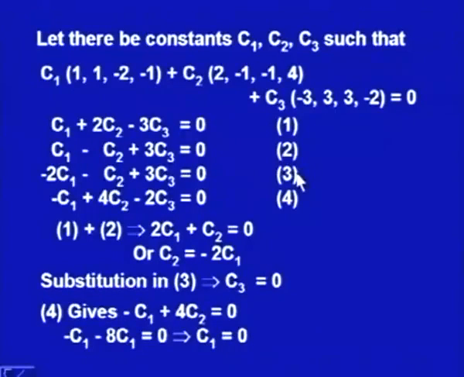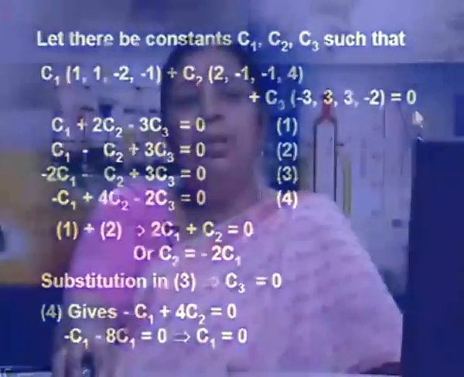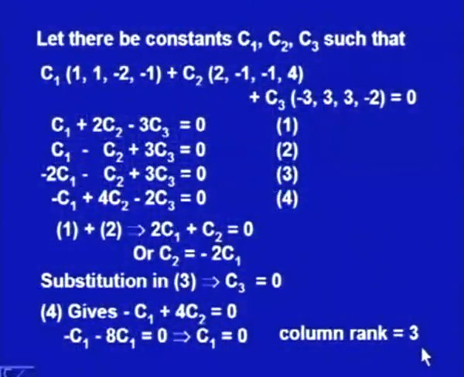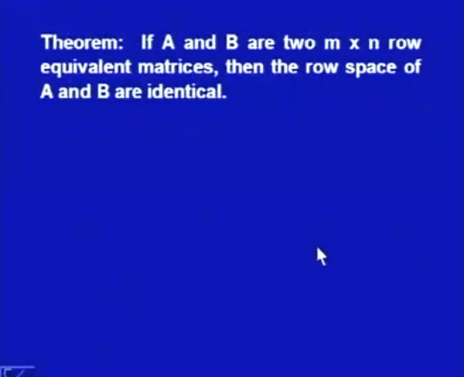So, what we have obtained is a linear combination equal to 0, and this is possible only when C1, C2 and C3 are 0, and that means these 3 vectors are linearly independent. That means they will have column rank 3. So, the given matrix has column rank 3.